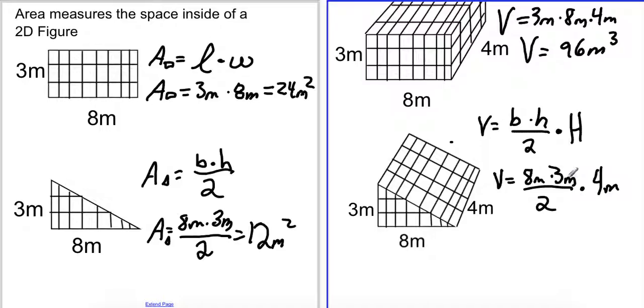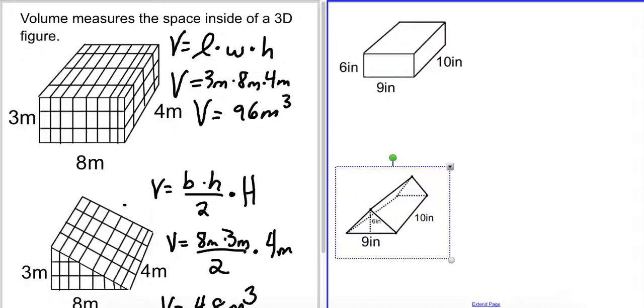So 8 times 3 is 24. I divide that by 2. I get 12 meters squared, just like I did last time. But now what I'm going to do is multiply that 12 meters squared we got from last time by that 4 meters. So our volume, 12 times 4, is going to be 48 meters cubed, which is actually half the size of our rectangular prism. Now, if you'd like, you can try these examples on your own. I'll pause the video for now, but I want you to find the volume for the rectangular prism and the volume for our triangular prism.